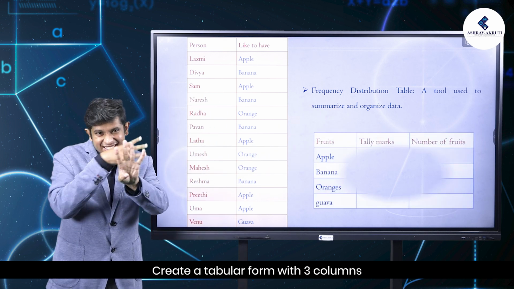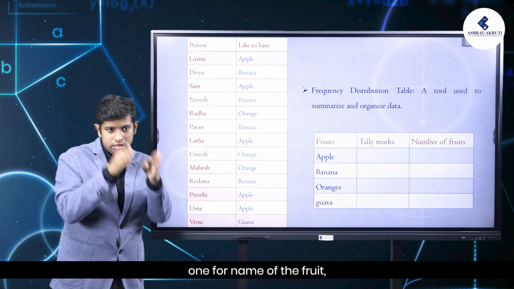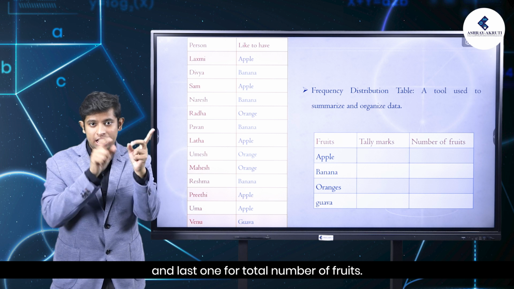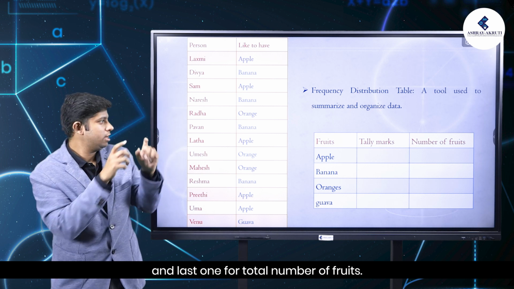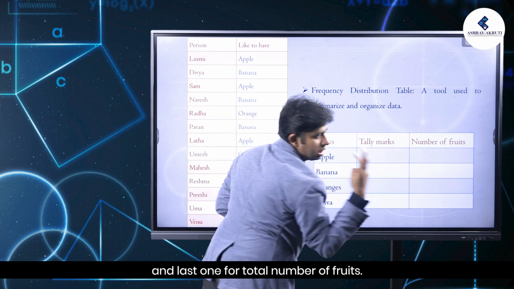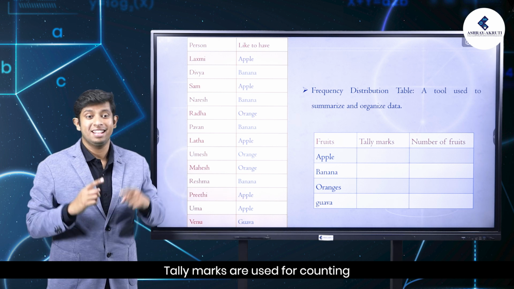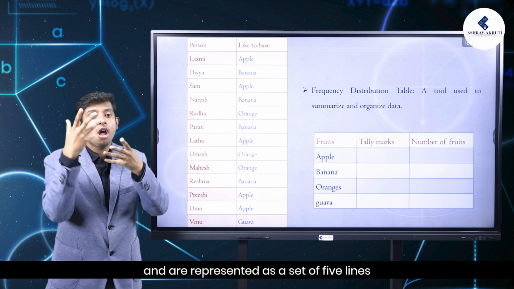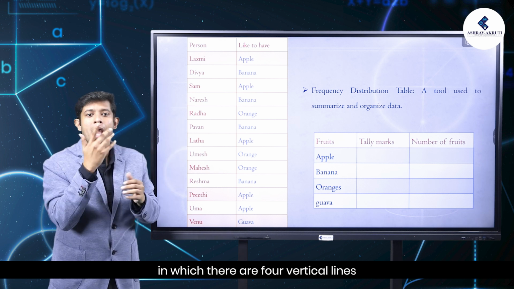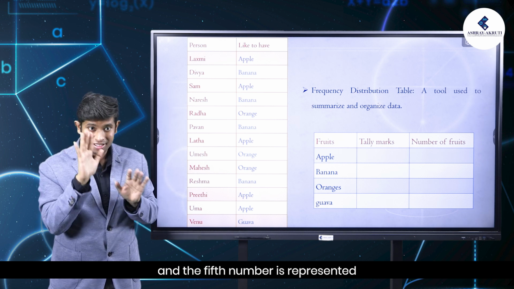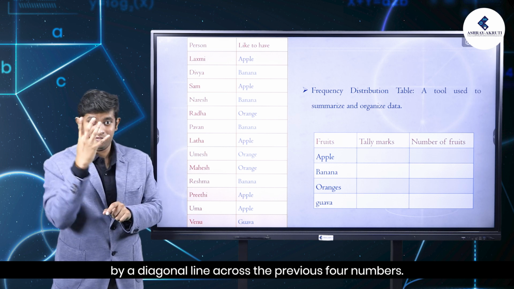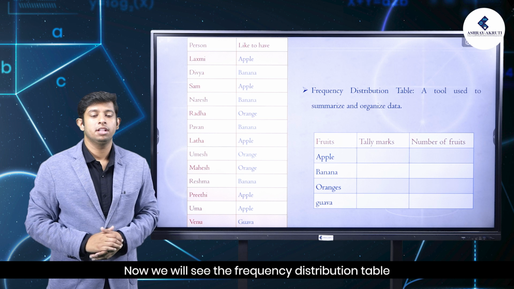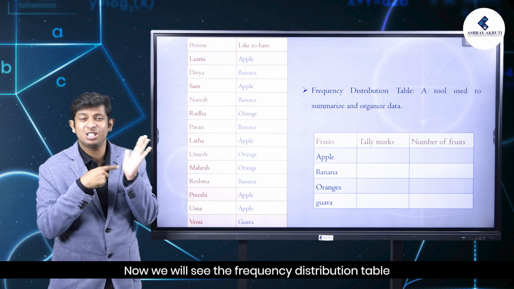Create a tabular form with 3 columns, one for the name of the fruit, one for tally marks, and the last one for the total number of fruits. Tally marks are used for counting and are represented as a set of 5 lines in which there are 4 vertical lines and the fifth number is represented by a diagonal line across the previous 4 numbers. Now we will see the frequency distribution table.